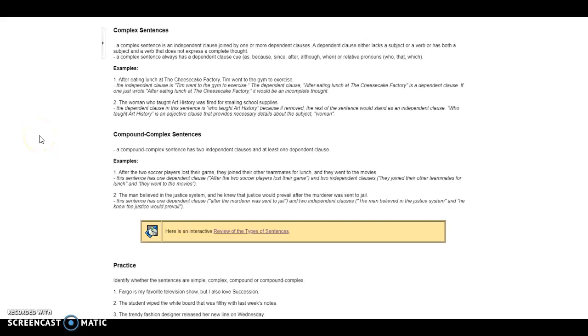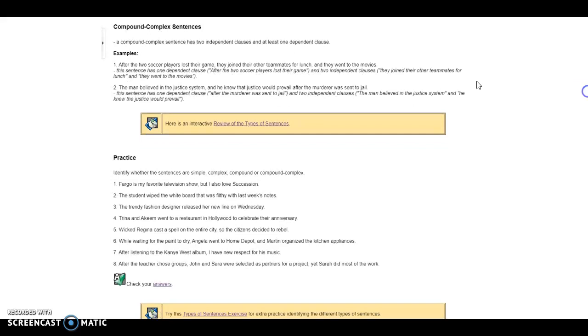Again, we're just trying to write more detailed sentences here. And then lastly, the most complicated sentence is something called a compound complex sentence.